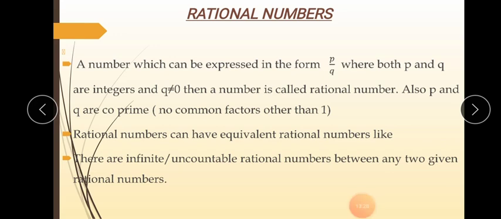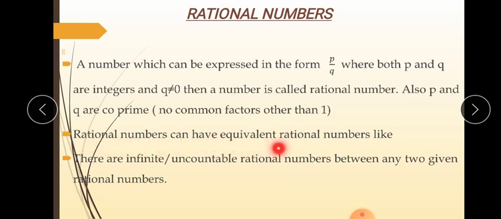Secondly, p and q are co-prime. Apart from that, both these integers p and q should be co-prime. We have already learned in the previous slide what co-prime means. So p and q should have only one as common factor. Such numbers are called rational numbers.